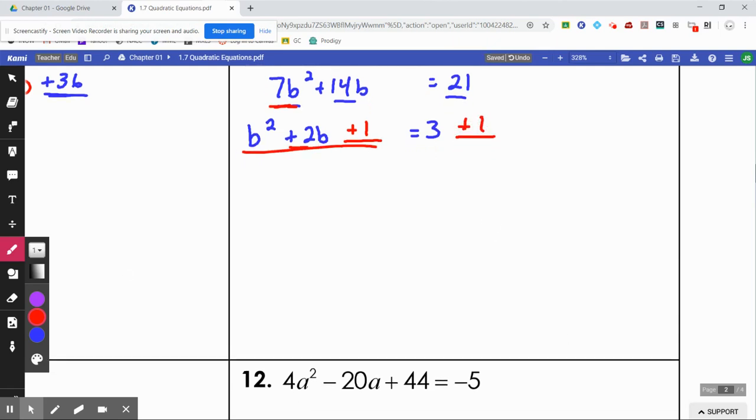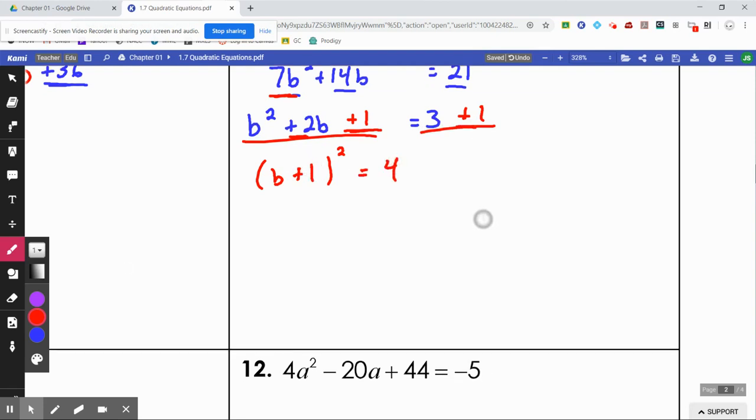As soon as you complete the square, we always factor. Instead of two sets of parentheses, I'm confident that it's going to factor into something times itself. B times B. What adds to give you 2 and multiplies to give you 1 will be a positive 1 and a positive 1, so we are right. The right side is 3 plus 1, which is 4.